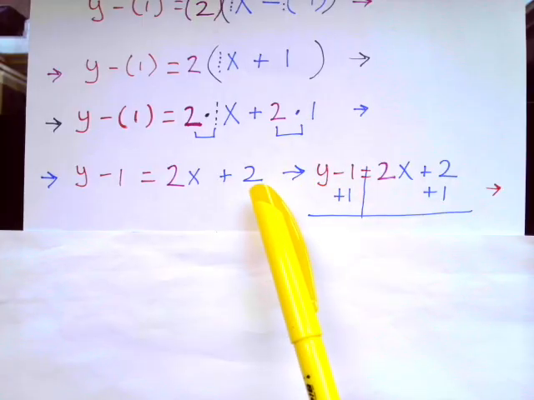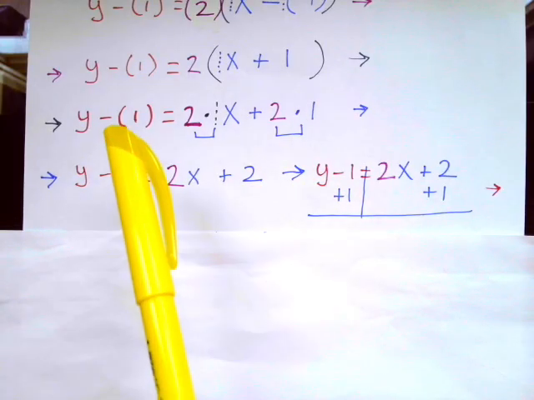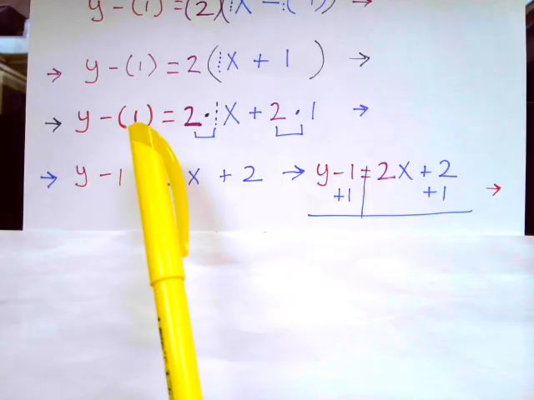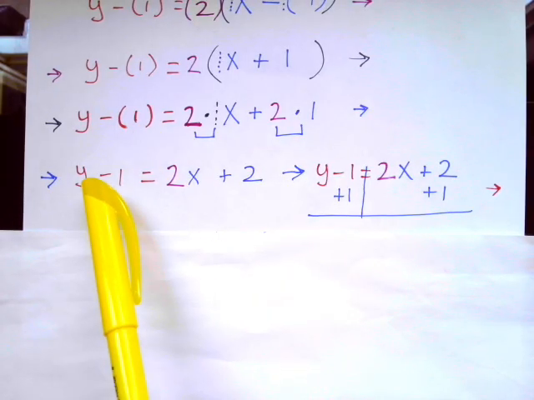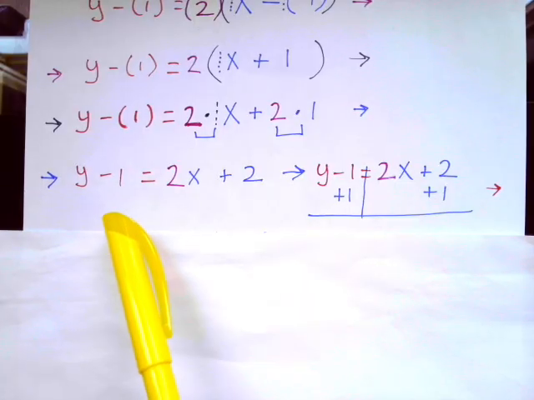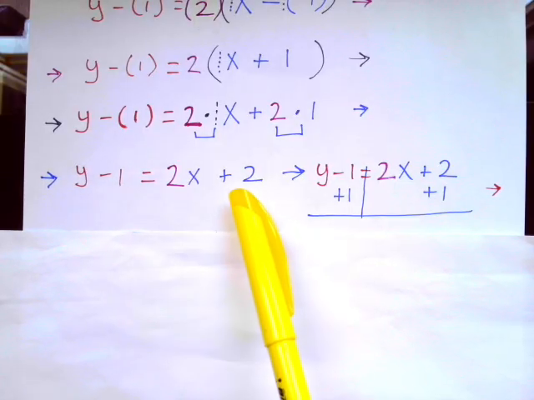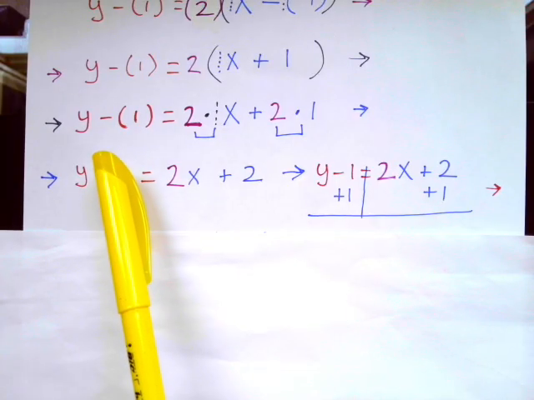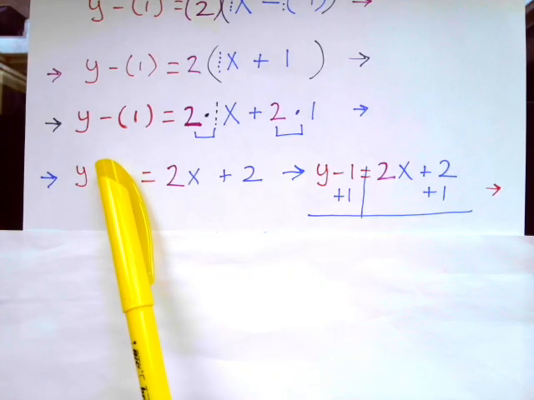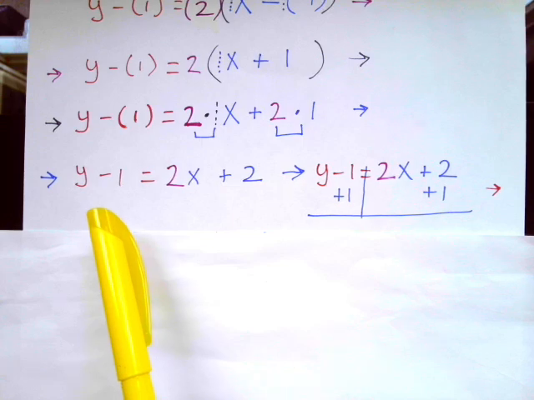2 times 1 is 2. And so I've distributed that negative 1 times the positive 1. That gives me y minus 1, or y plus a negative 1. Both mean the exact same thing. Equals 2x plus 2. My whole goal is to get that y all by itself to make it look like y equals mx plus b form, right? And so I'm one step away from doing that.